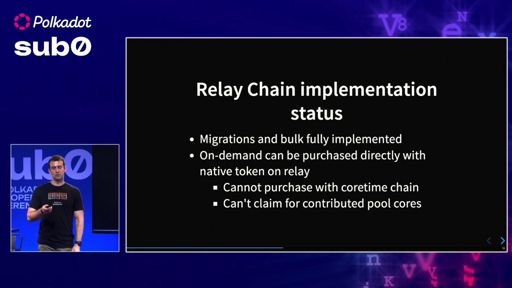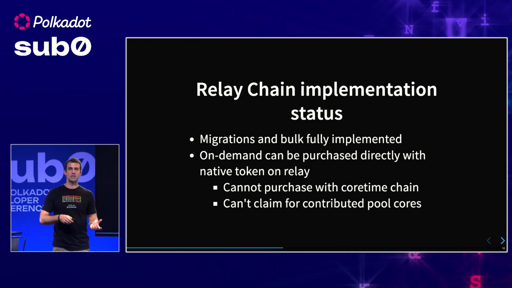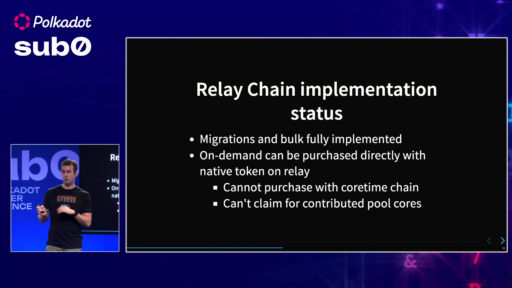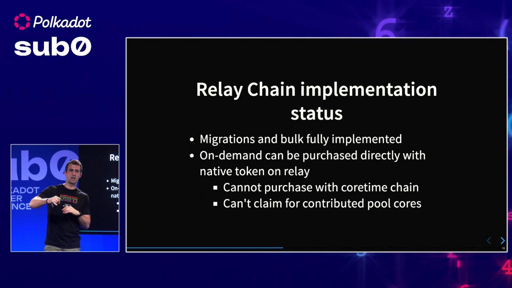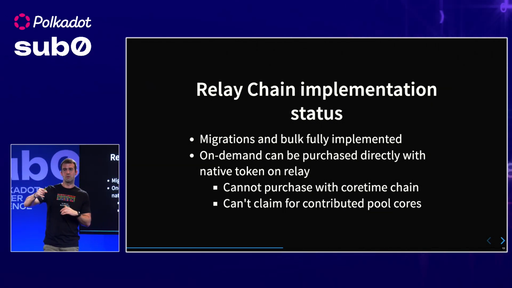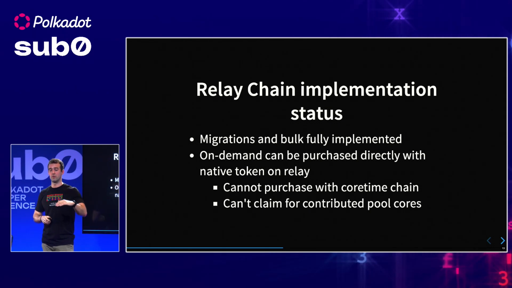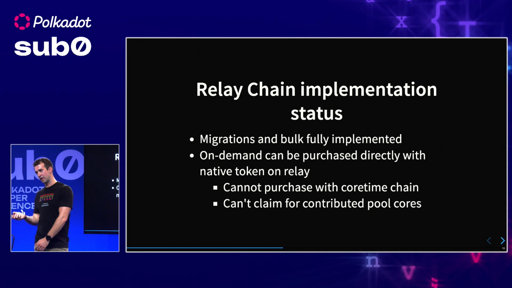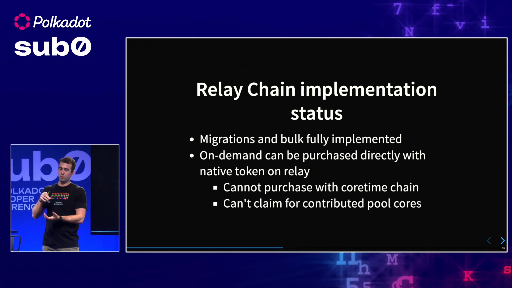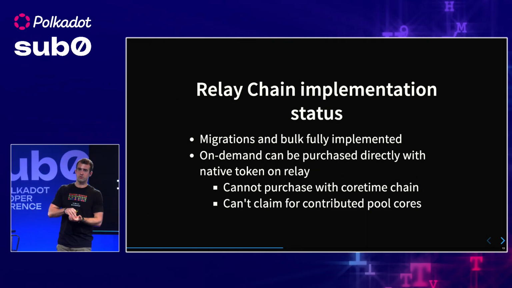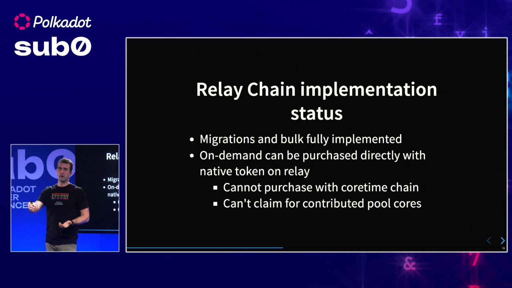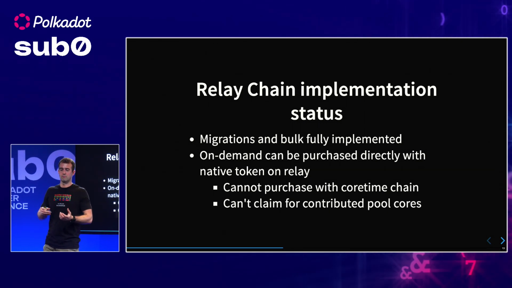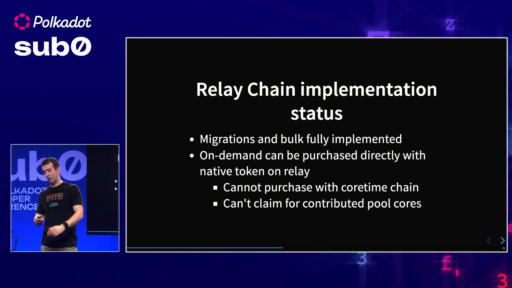On-demand isn't fully implemented yet on the relay chain side. There are no Coretime credits, so you don't buy your credits through the Coretime chain and spend them on the relay. You just buy on-demand Coretime directly on the relay for the native token. And then because of that, if you put your bulk core you've just purchased into the pool, you won't get any funds back for that because it hasn't been implemented that there's a way to track the revenue.